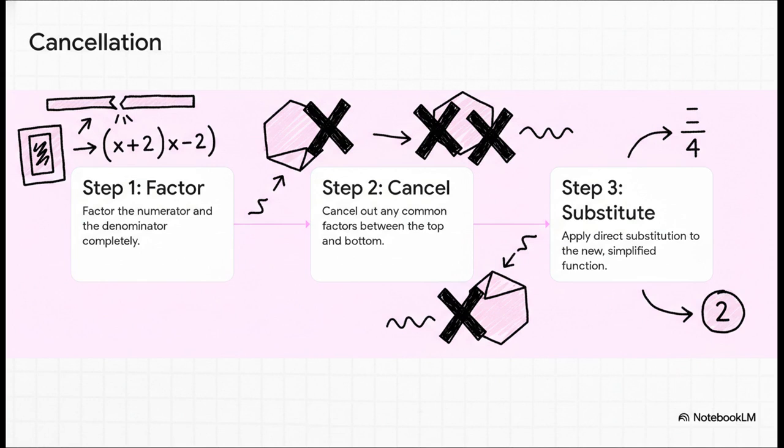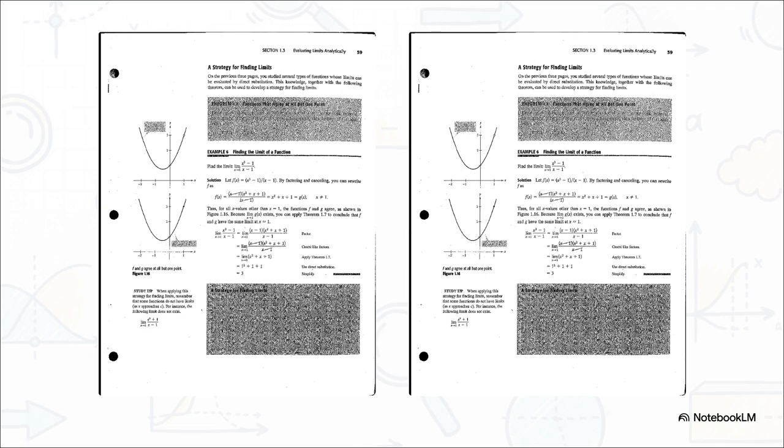and then try plugging the number in again on the new, simpler function. And here's the really cool part, the reason this whole trick works. The original function and the one you get after canceling are identical everywhere, except for one tiny little hole right at the point you care about. And since the limit only cares about what's happening near the point, not at the point, finding the limit of the simplified function gives you the answer. You've basically just filled in a mathematical pothole.